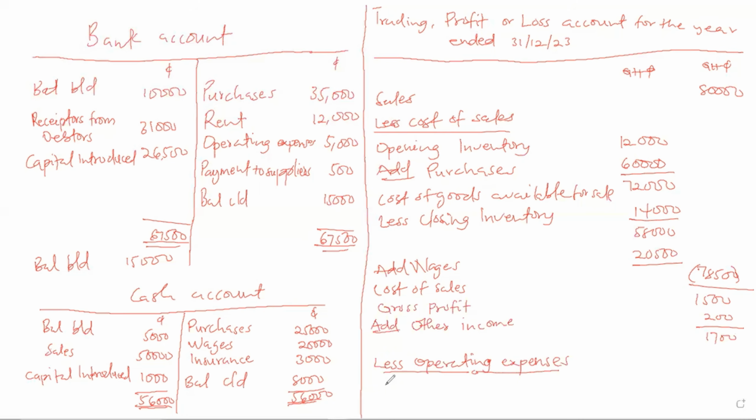We have rent. Rent, we had rent to be 13,000. And we have operating expenses.